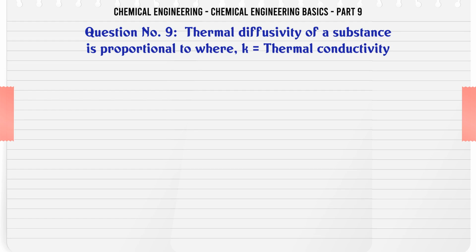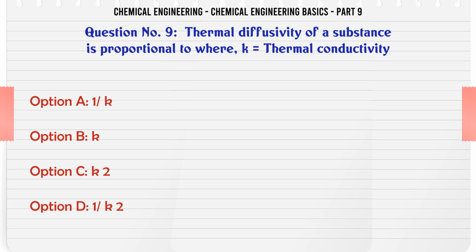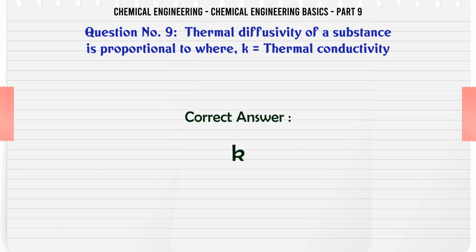Thermal diffusivity of a substance is proportional to ___, where K is thermal conductivity. A. 1/K. B. K. C. K². D. 1/K². The correct answer is K.